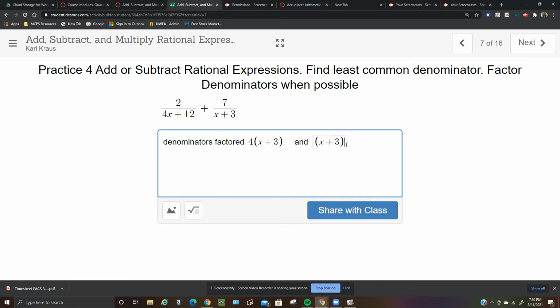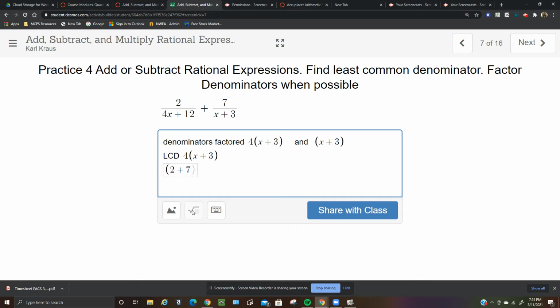So that makes the least common denominator 4 times x plus 3. And then I look for any missing factors here. There is none, so we'll just leave that one alone. So 2.